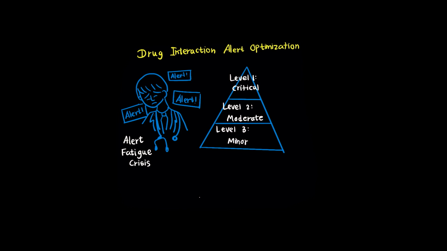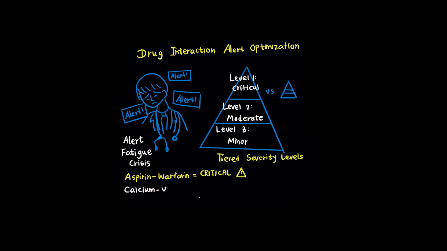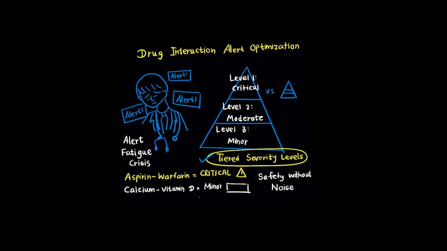Level 1 alerts might be life-threatening interactions that always display prominently. Level 2 could be moderate risks, shown based on patient factors. Level 3 might be minor interactions available on request. This way, the aspirin-warfarin interaction that could cause fatal bleeding gets attention, while the calcium-vitamin D interaction doesn't interrupt workflow. Providers see what matters most without drowning in noise. It's precision alerting that maintains safety while preserving sanity.